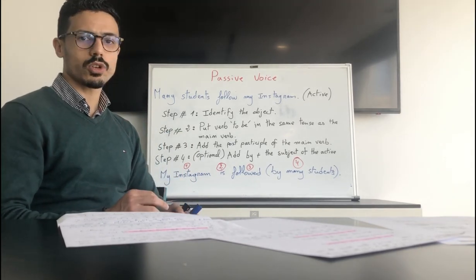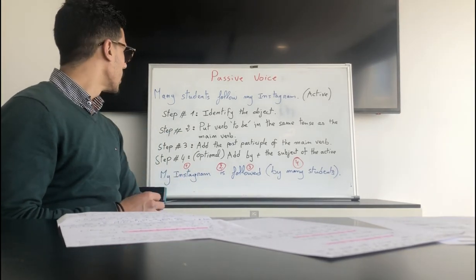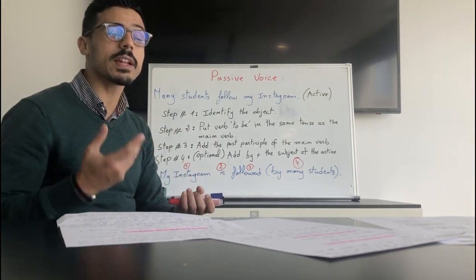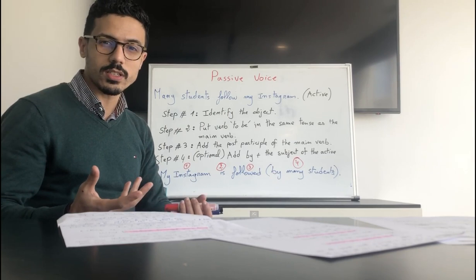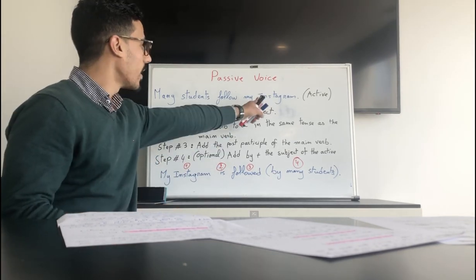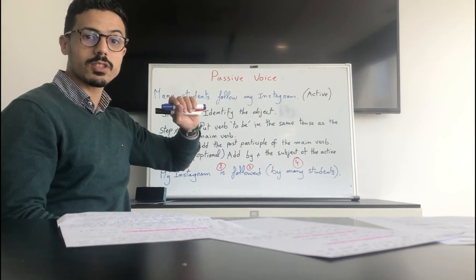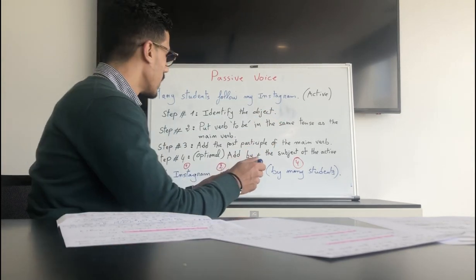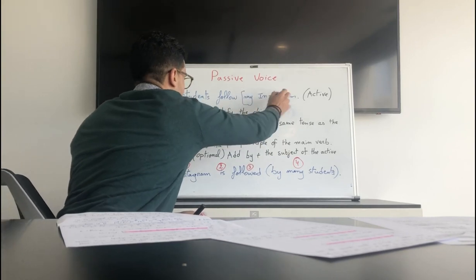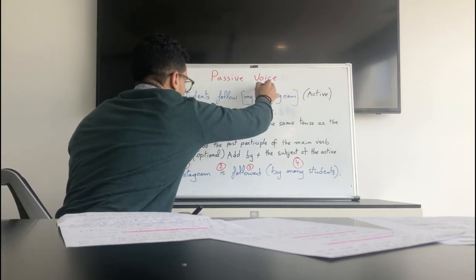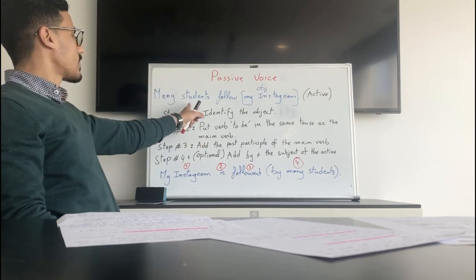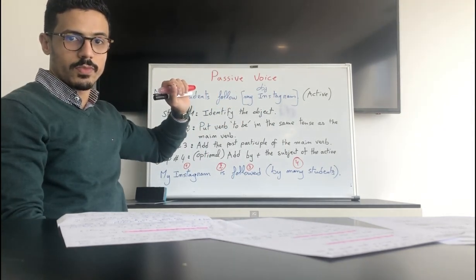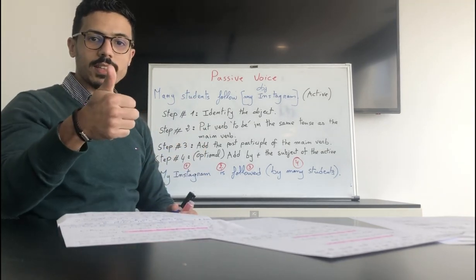You always ask the question what? Many students follow what? My Instagram. Many students follow my Instagram. My Instagram is the object of the sentence. This is the object. Many students is the subject and follow is the main verb. Okay, so step number 1, identify the object.